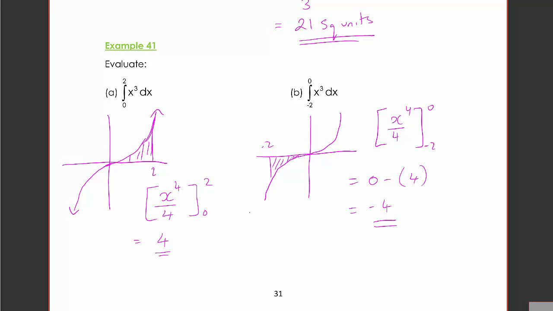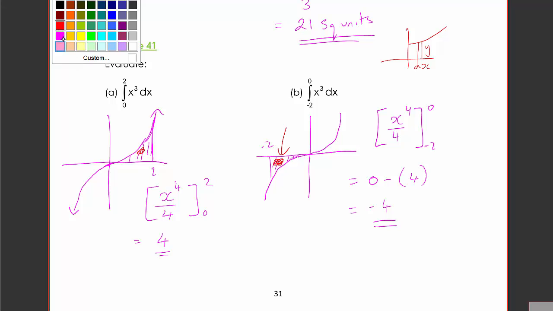Now, by symmetry, you'd expect the two areas to be the same, and indeed they are. So why is this one a negative? Well, it all comes down to the fact that this area is below the axis, and this is above. Remember that I've already mentioned that we talk about a y and dx. Well, if it's below the axis, the y is negative.